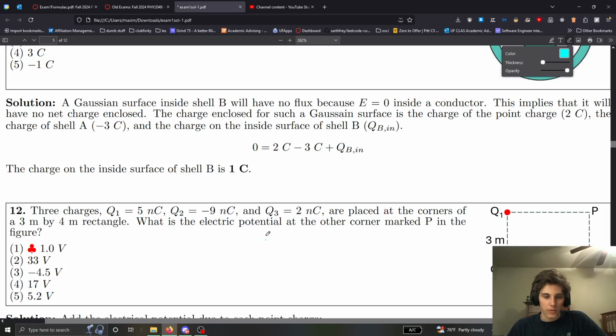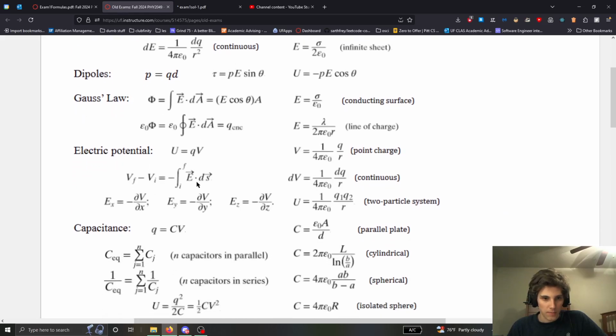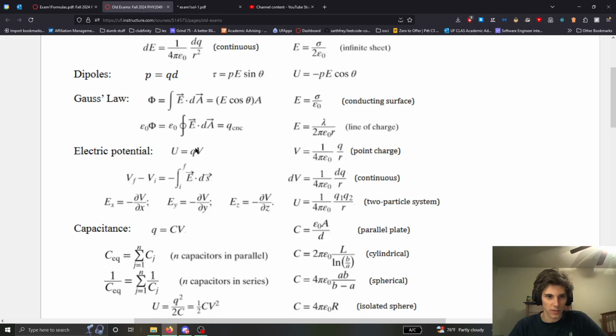Okay, electric potential. The difference between electric potential and the electric field is that the electric potential has no direction, you just add stuff up. So let's label these. This is 5, this is -9, and this is 2. So here the electric potential, you can see it is mentioned as charge times voltage. Voltage doesn't make sense. What am I looking for? I'm looking for the wrong thing. Where's voltage?